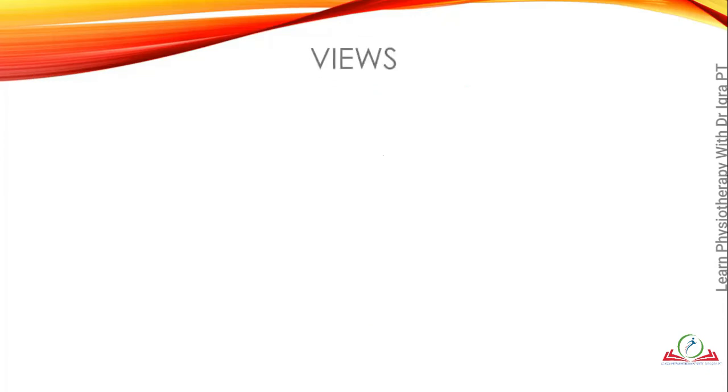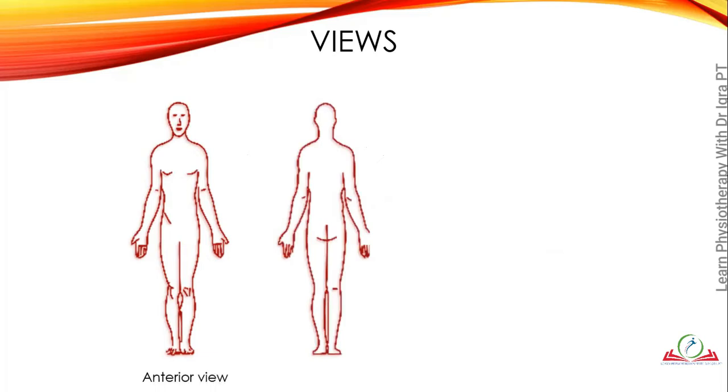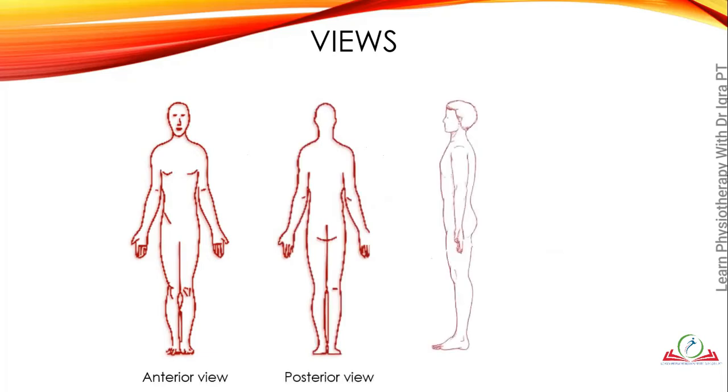First of all, we will talk about the views of the body. That includes an anterior view, a posterior view, and a lateral view. These views are very important, as for the study of the ribs we should use an anterior view, for the study of the spine we should use a posterior view, and for the structure of the arm the lateral view is useful.